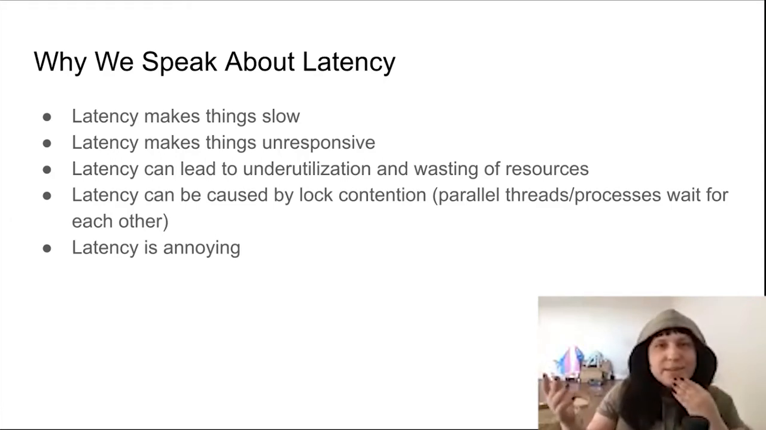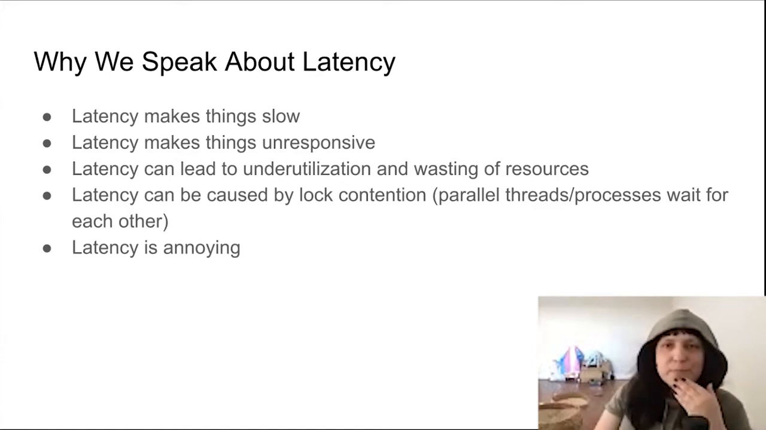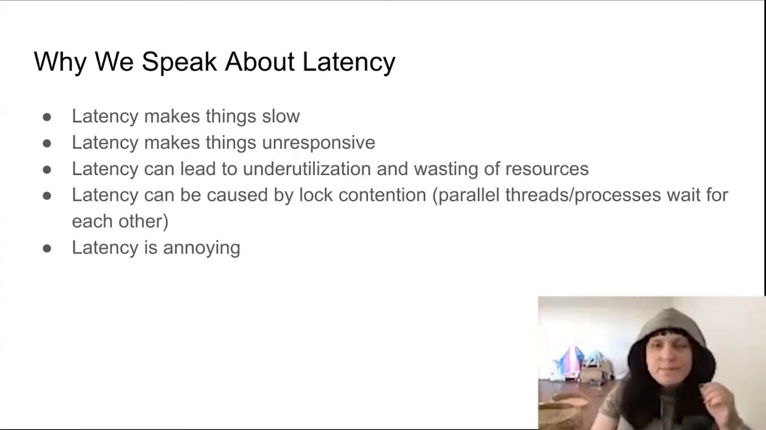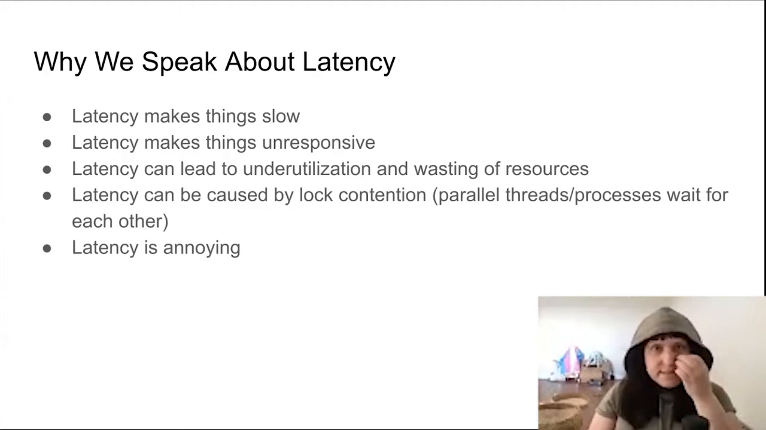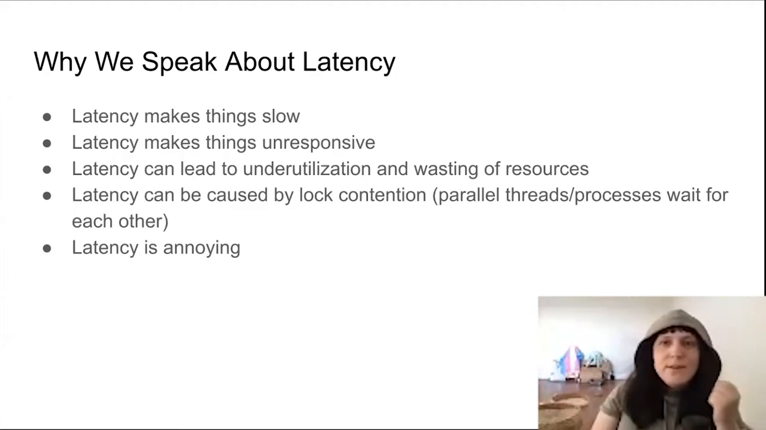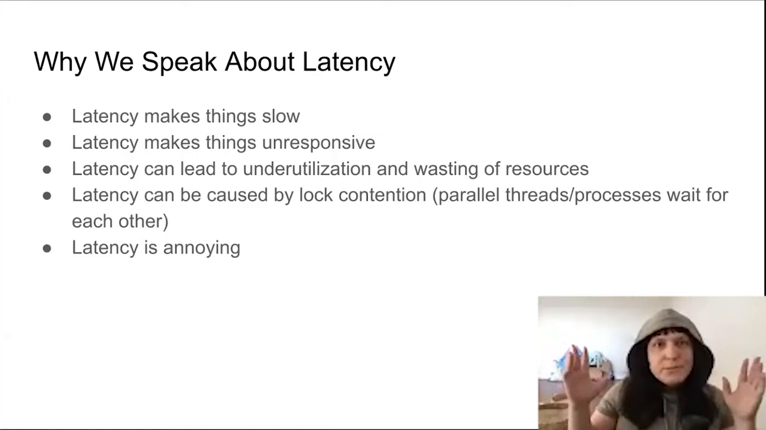Latency can be caused by lock contention. That's quite similar to what I described, but lock contention is more about parallel synchronization within one process, when one thread is waiting for the second thread. This is something we see in Prysm, the Ethereum consensus client. I suspect that's what we see, because it doesn't scale vertically and it doesn't show any spikes in CPU usage or memory usage.